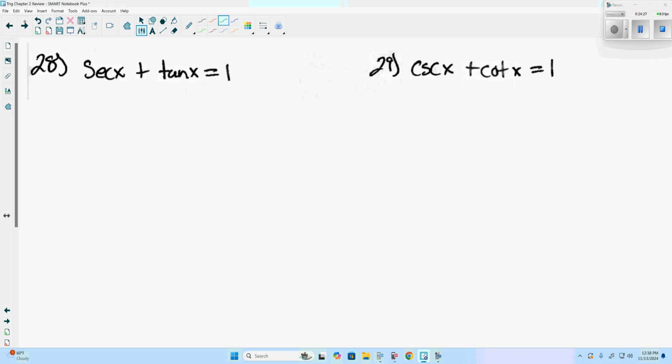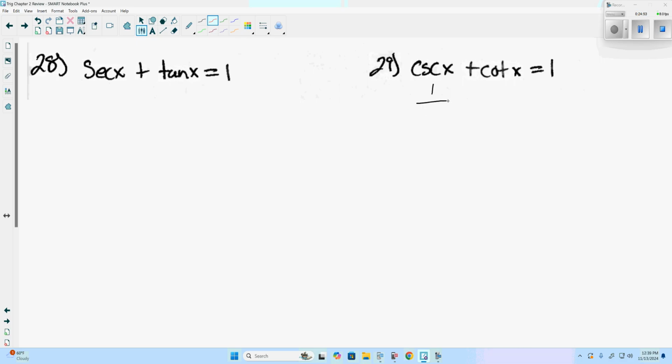That'd be cosine over sine. I have a feeling we're going to end up having to square anyways. So since we're going to square this, and the reason I say square, I'm going to write this out. You don't have to write this down.